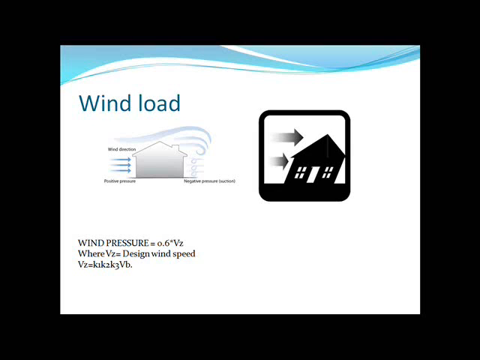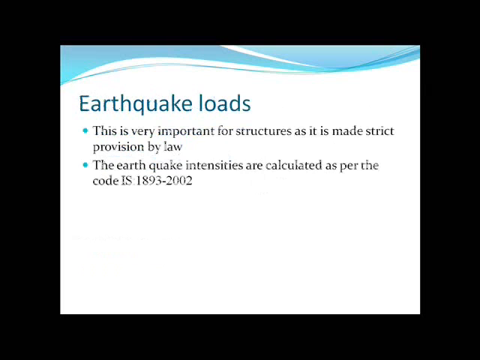Here the Vb is the basic wind speed and from there we get Vz, the design wind speed. And the K1, K2, K3 factors have to be taken from the code IS 875. The earthquake loads are very important for the structures. These seismic loads on the structure shall be in accordance with the code IS 893. STAAD Pro does the design calculations for seismic loads also.